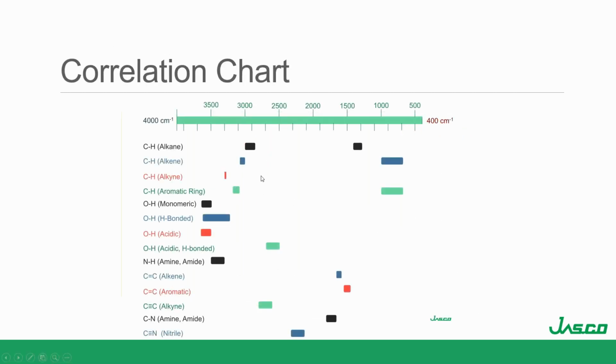And you can actually look at a spectrum and decide which modes are which by looking at a correlation table. This has many of the different types of bonds and the range where they occur. So for example, CH bonds for an alkane are lower energy than an alkene, which is lower energy than an alkyne. So you can use this correlation chart to help understand a spectrum.